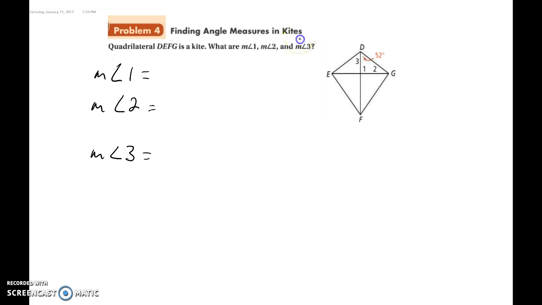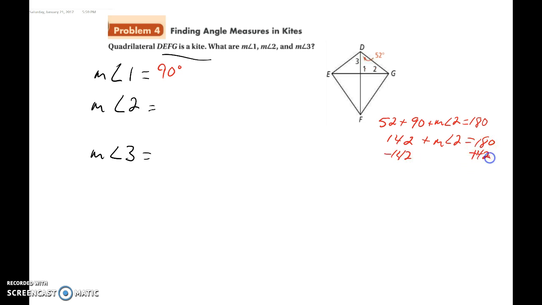We know since it is a kite that the diagonals are perpendicular. So right away, I know that the measure of angle 1 is 90 degrees. And then I know that 52 plus angle 1 plus angle 2 is equal to 180. So 52 plus angle 1, which I know is 90, plus the measure of angle 2 is equal to 180. 52 plus 90 is 142, plus the measure of angle 2 is equal to 180. Subtract 142, and that means the measure of angle 2 is equal to 38 degrees.